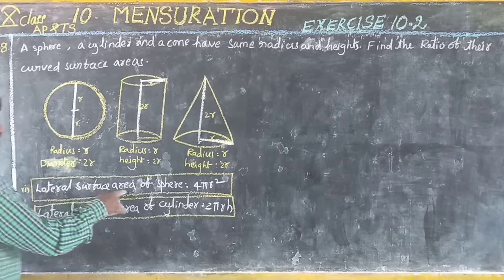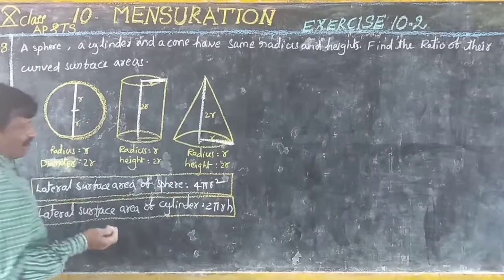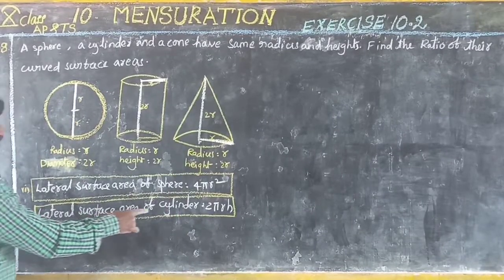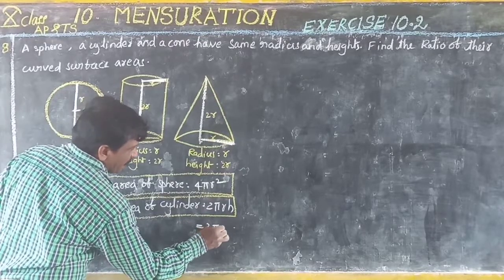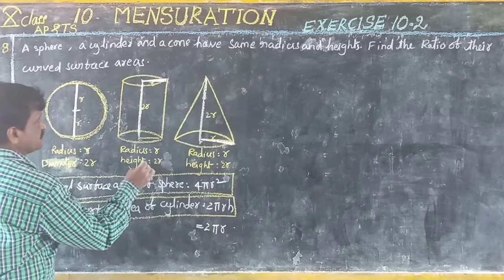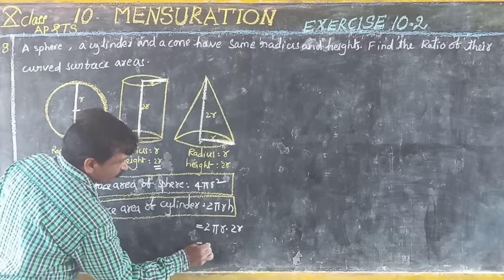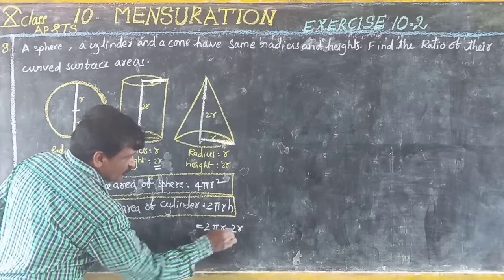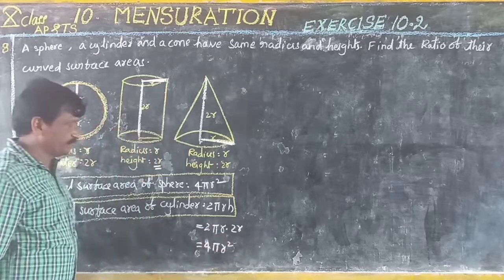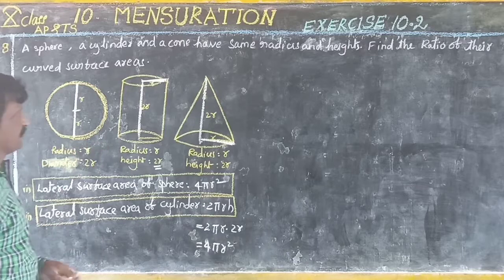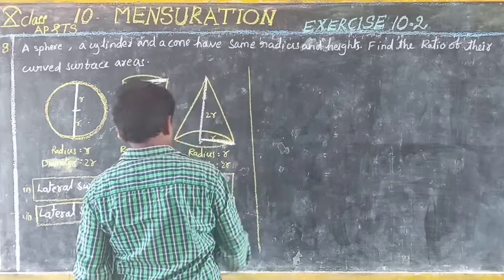So the lateral surface area of the sphere is 4 pi r square. Lateral surface area of the cylinder is 2 pi r h, and h means height, 2r. So 2 pi r into 2r, 2 into 2 is 4, so 4 pi r square. Cylinder is 4 pi r square, same as the sphere.